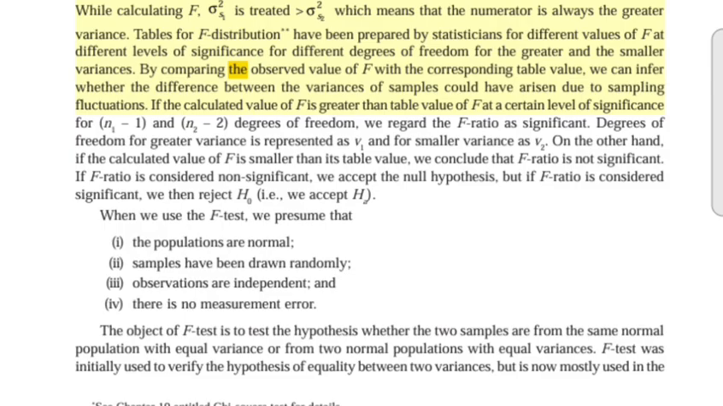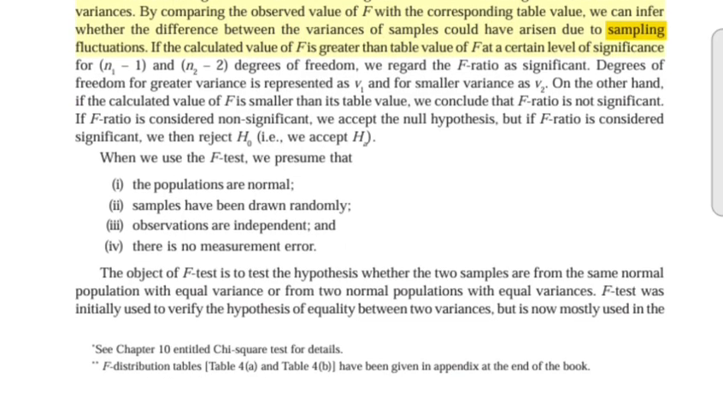By comparing the observed value of F with the corresponding table value, we can infer whether the difference between the variances of samples could have arisen due to sampling fluctuations. If the calculated value of F is greater than the table value of F at a certain level of significance for n1 minus 1 and n2 minus 1 degrees of freedom, we regard the F ratio as significant.